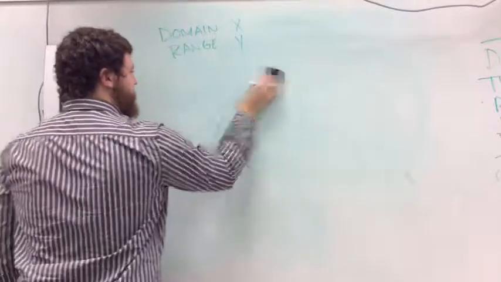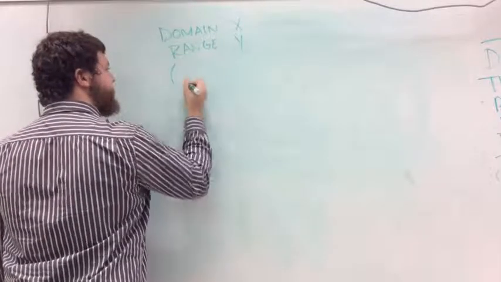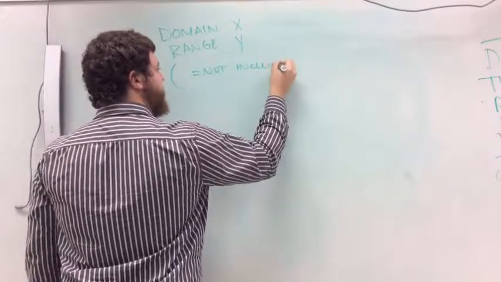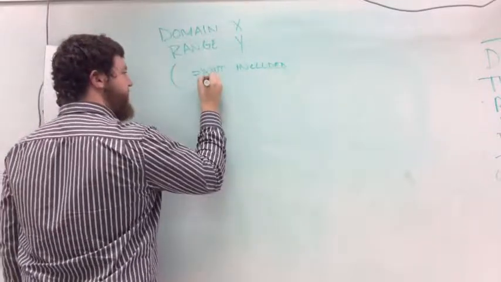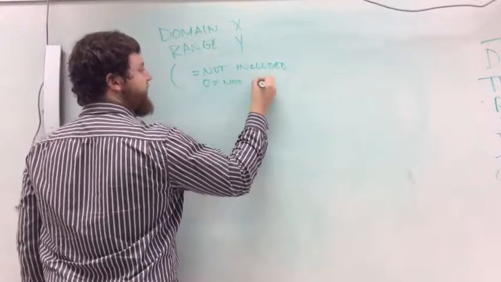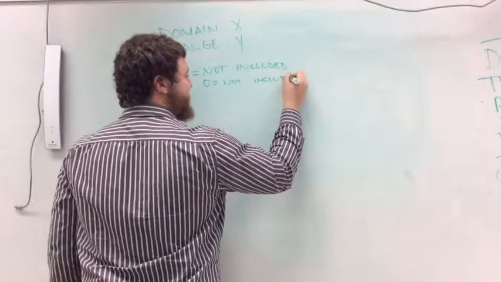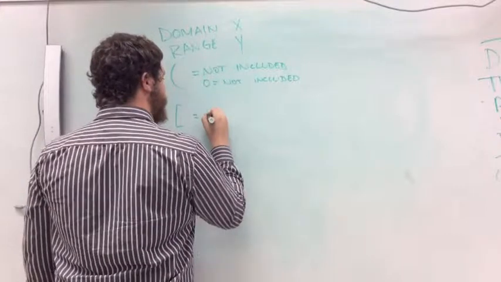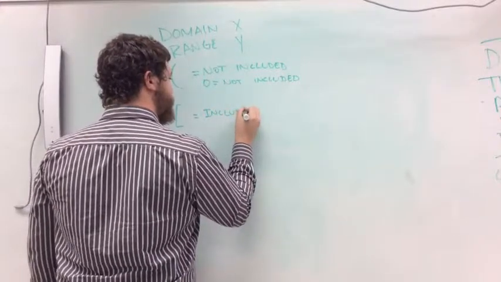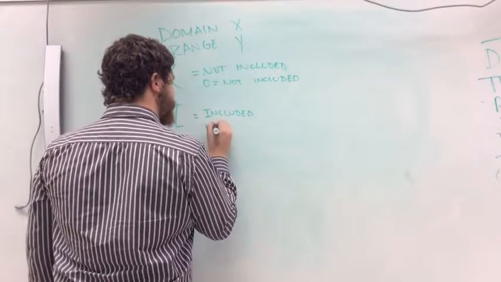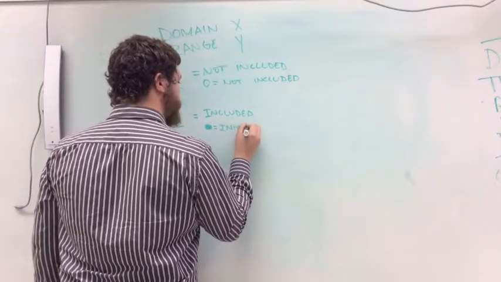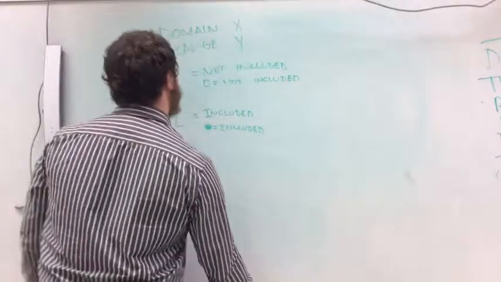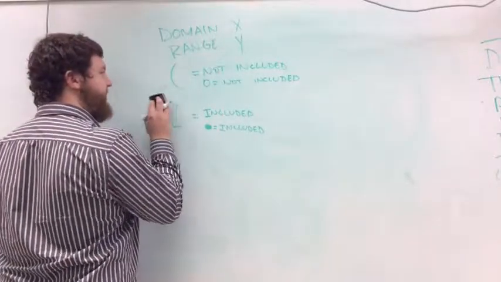Let's talk about what that means. Now, you're going to see two things. Like I said, you're going to see parentheses. That means not included, and this goes with open bubbles. You might say, I don't know what that means. That's okay. Then you've got brackets, which are included, and dots, which are included. This will make a whole lot more sense when we start doing piecewise functions, but you need to know it right now. So brackets are included, parentheses are not.